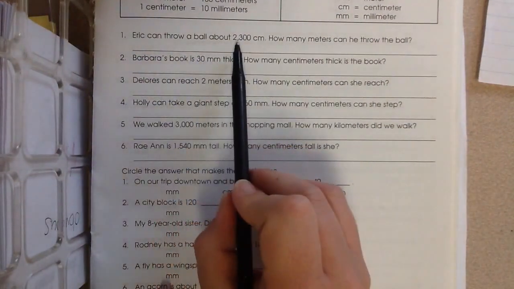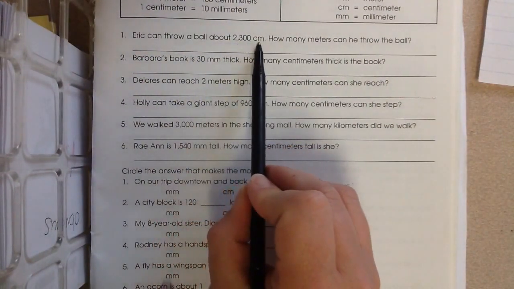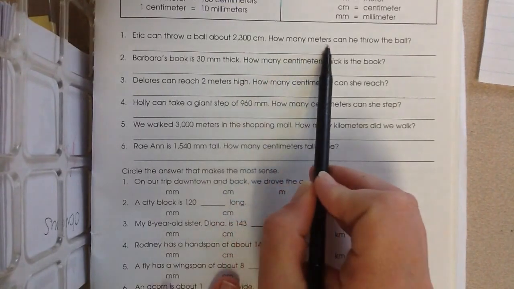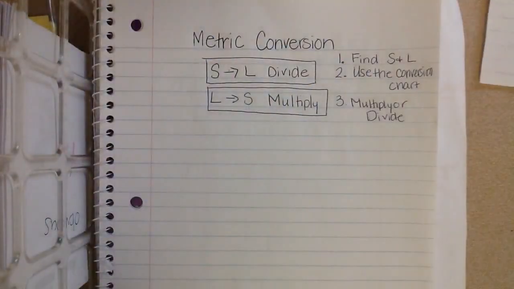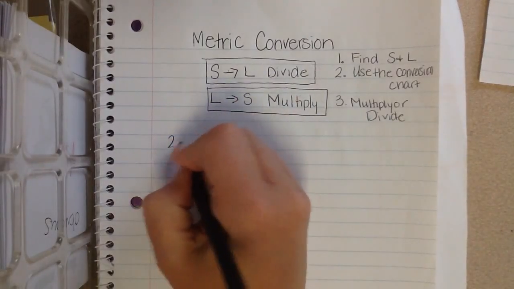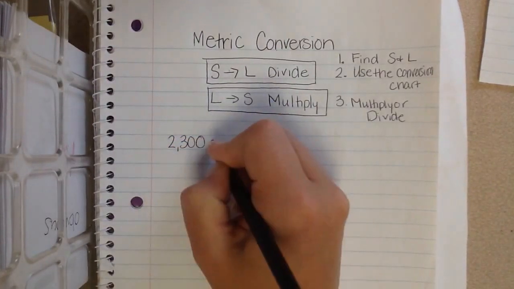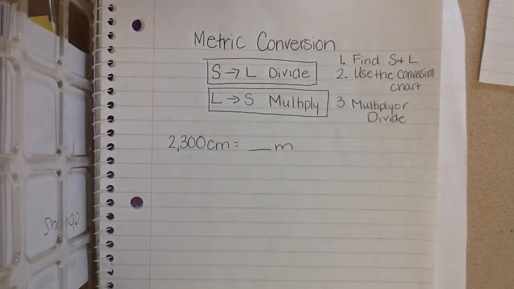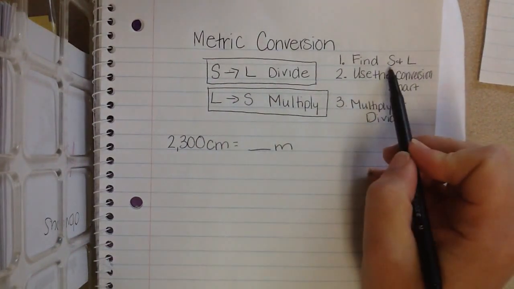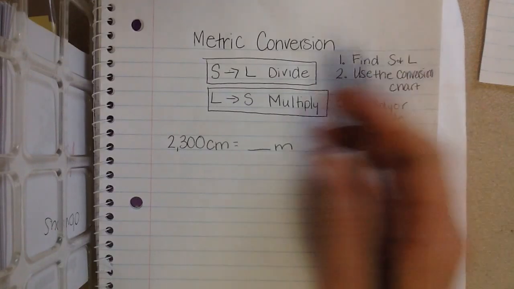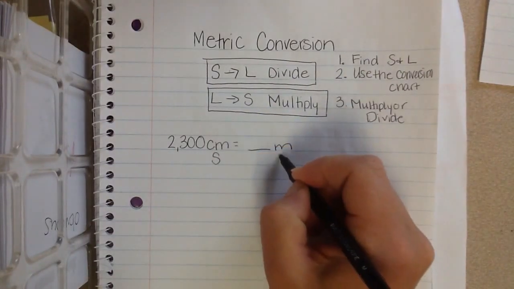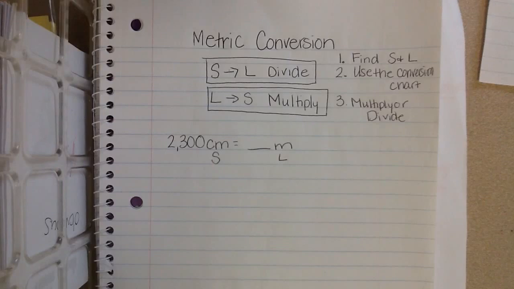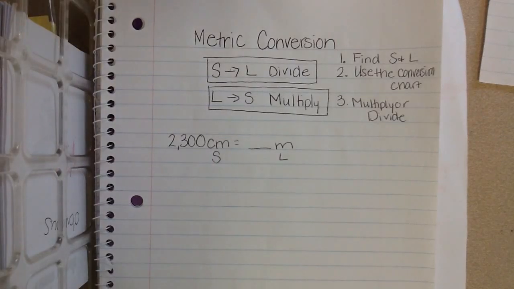Eric can throw a ball about 2,300 centimeters. How many meters can he throw the ball? So I'm going to write down 2,300 centimeters. My question asked me to go to meters. Let's follow the same steps. Which is the smaller measurement? Which is the larger measurement? Smaller. Meters are much longer. We've been practicing using meter sticks in the classroom.